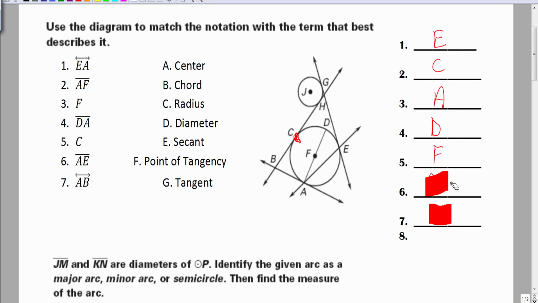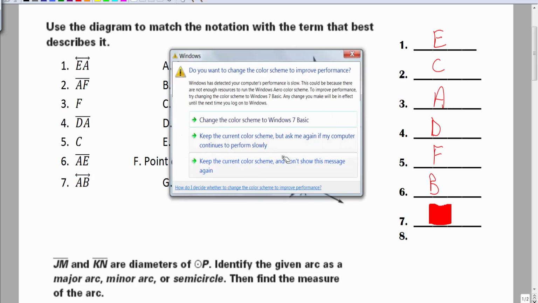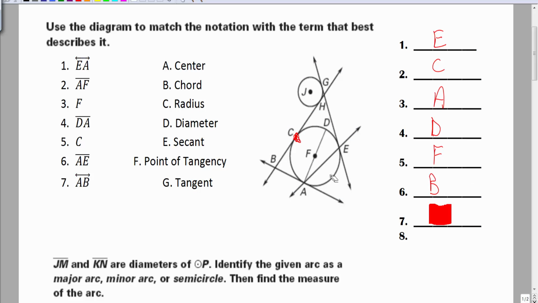6, AE is B. So here's AE, and it's labeled as a segment. So that means it stops here and here. So that makes it a chord. It's different than number 1. Number 1 keeps going forever and ever with the arrows. So that's why number 1 is a secant line. And then number 7, AB. Okay, AB is another tangent line. All right, so that's what we got there.